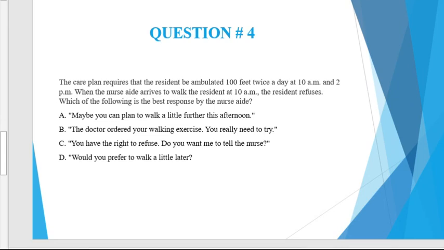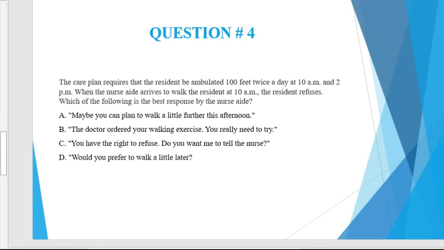Question number 4. The care plan requires that the resident be ambulated 100 feet twice a day at 10 and 2 p.m. When the nurse aide arrives to walk the resident at 10 a.m., the resident refuses. Which of the following is the best response by the nurse aide? Remember what we're saying here is about priority questions.